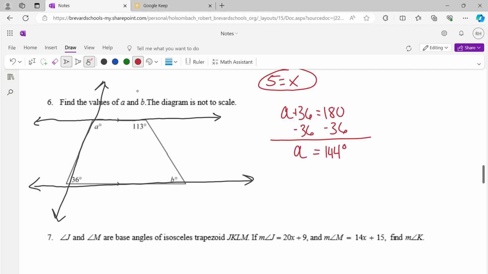The same thing holds true if we add another transversal or if we just extend this right side of the trapezoid. Two parallel lines cut by a transversal. We've got same side interior angles again. So 113 plus B is equal to 180. Subtract 113 from each side. And B is equal to 67.